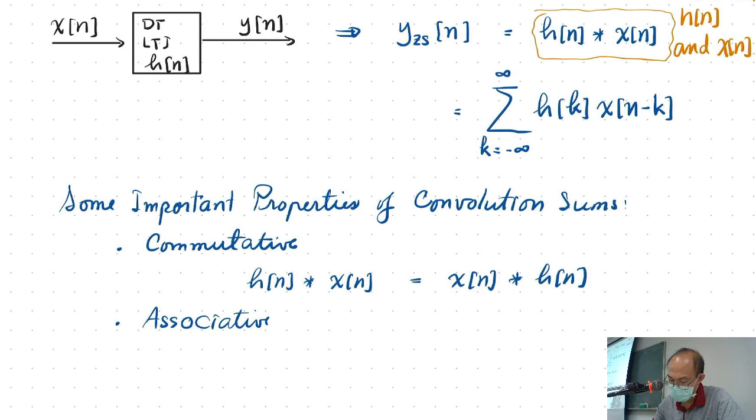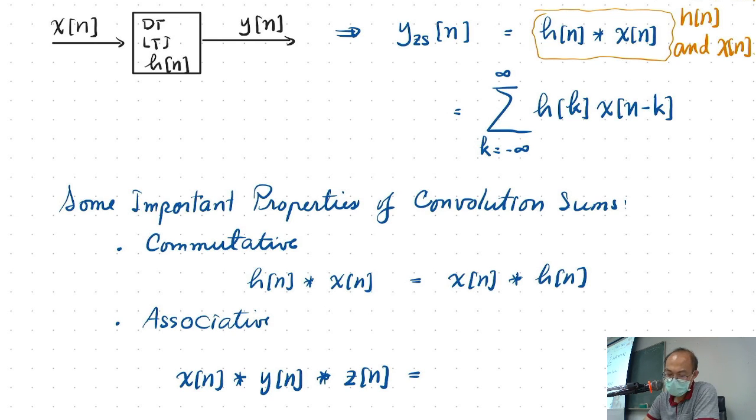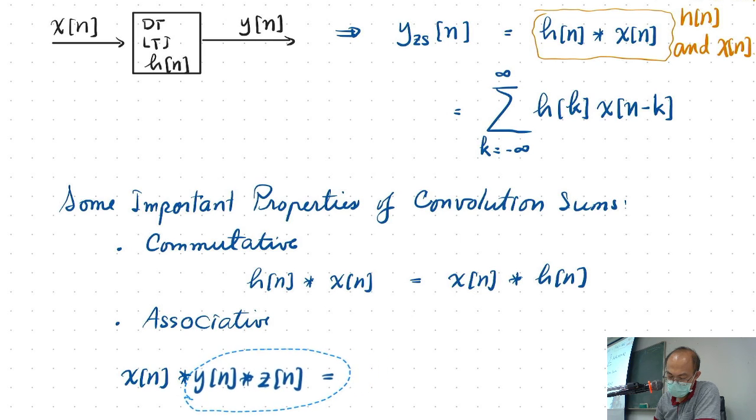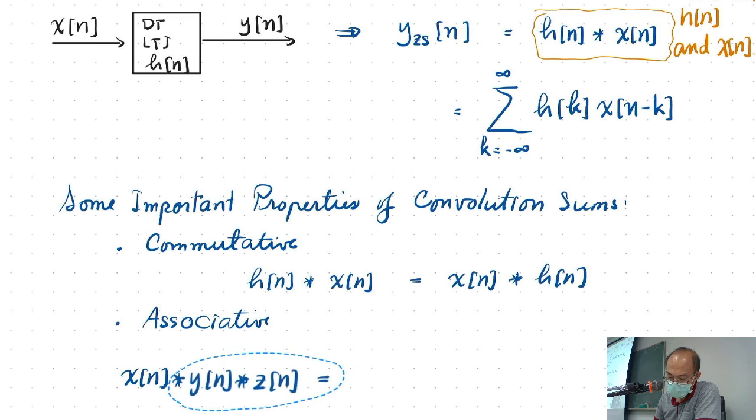Associative says that if I do the convolution sum between three discrete time signals, x[n], y[n], and z[n], I cannot do all three at the same time because the convolution sum operation involves only two signals. It is a binary operation. So we have to do two at a time. We cannot do three at the same time. So we have to pick which pair to go first.